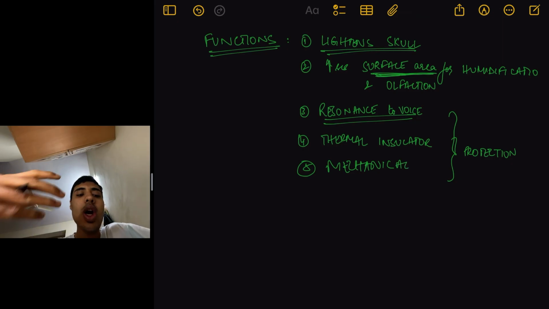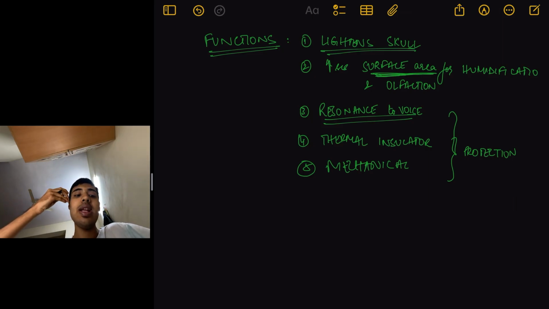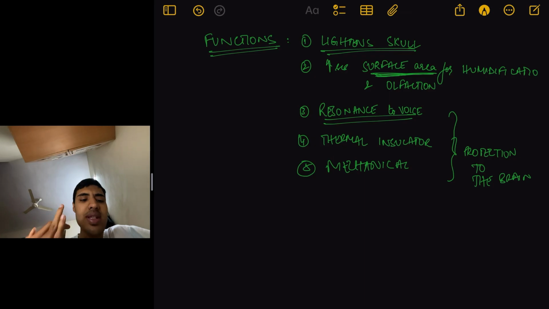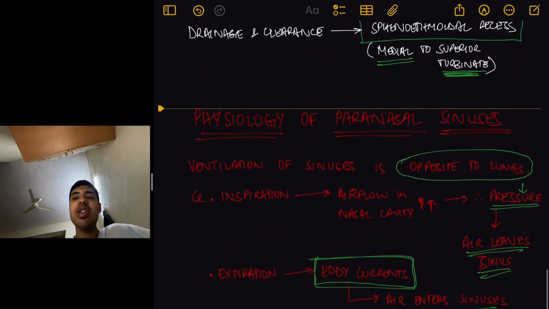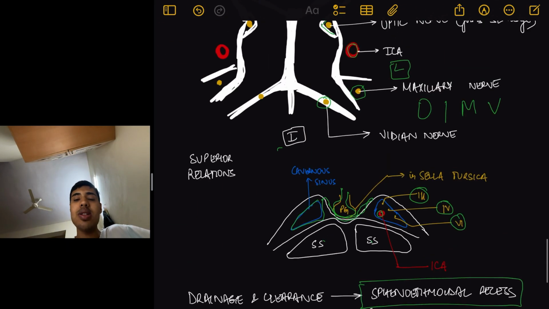Whenever we inhale any hot air, it should not damage the brain. Let's say we inhale very hot air, it should not go and increase the temperature within the brain, or with any trauma to the face, it should not go and cause injury to the brain. So they act as mechanical buffers or thermal insulators, protecting the brain. So simple functions: lightens the weight, increases surface area, protects the brain via thermal insulation and mechanical buffer, and provides vocal resonance. Ventilation of the sinuses is opposite to that of the lungs.